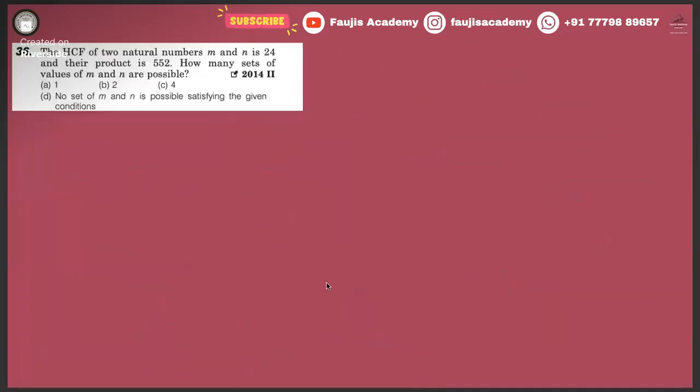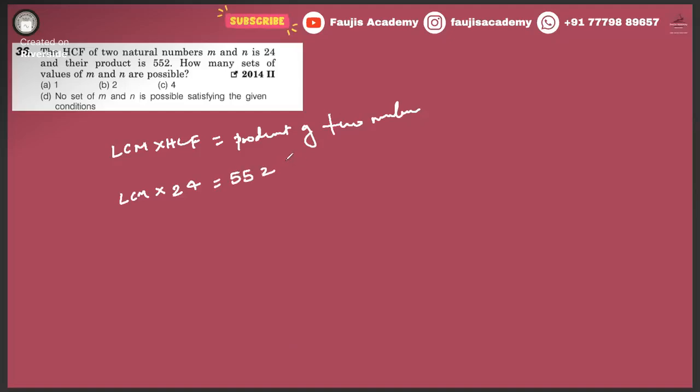The HCF of two natural numbers M and N is 24 and their product is 552. How many sets of the values of M and N are possible? Yep, guys. We know LCM into HCF is equal to the product, right? LCM they have not given. HCF they have given 24, and their product they have given 552, right? Which means LCM is equal to 552 divided by 24. How much is that? 23.